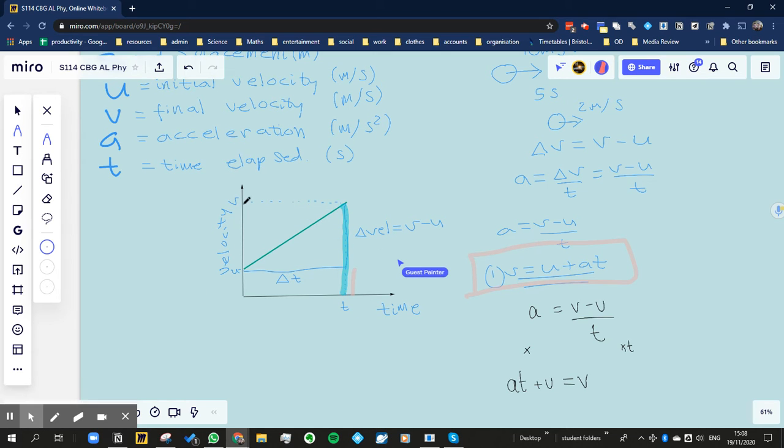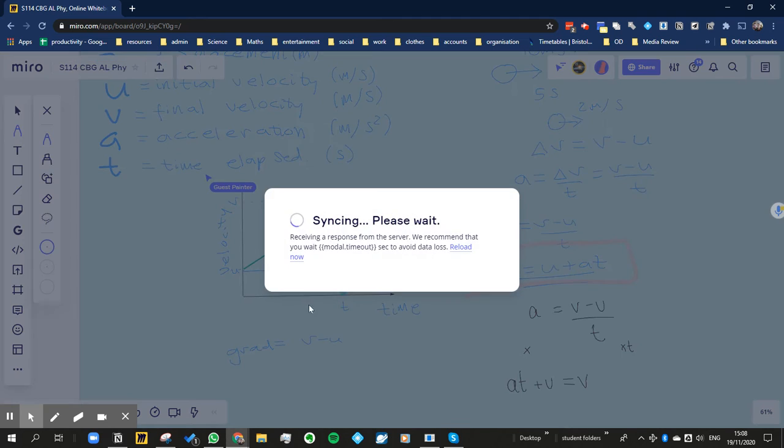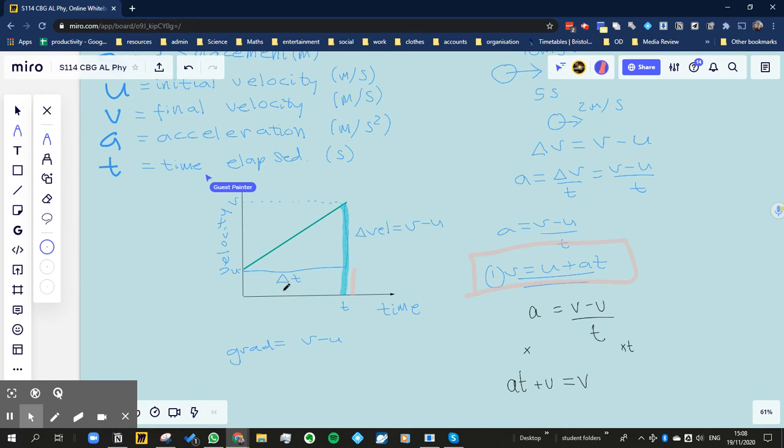Although this is a point, we counted from 0 all the way to v, so that whole height up to v is equal to v, and from here to there is equal to u. So if we just want to go from there to there, we'd say v minus u, and so the gradient would be equal to v minus u, divided by the change in time. The change in time is equal to t. So the gradient is (v minus u) over t, and that's why the gradient is equal to the acceleration.